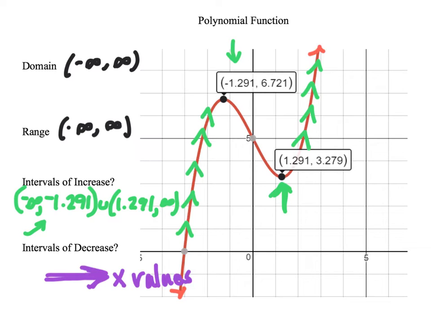Now let's look at intervals of decrease. We can see that the graph appears to be going down from negative 1.291 to positive 1.291 for our x values. Let's write that in interval notation. Hopefully, you wrote negative 1.291 to positive 1.291. This would be the interval on x where our graph is going down or decreasing.